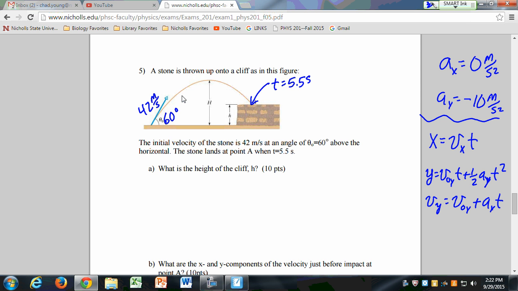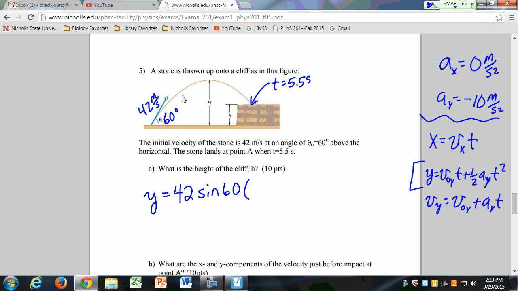I want to know the height of the cliff. It's only a one-step problem. I know everything in that equation except for the height of the cliff. The tricky part is knowing what time to use. I also need to know what v naught y is. That's 42 times sine of 60, to find the y component of the initial velocity.